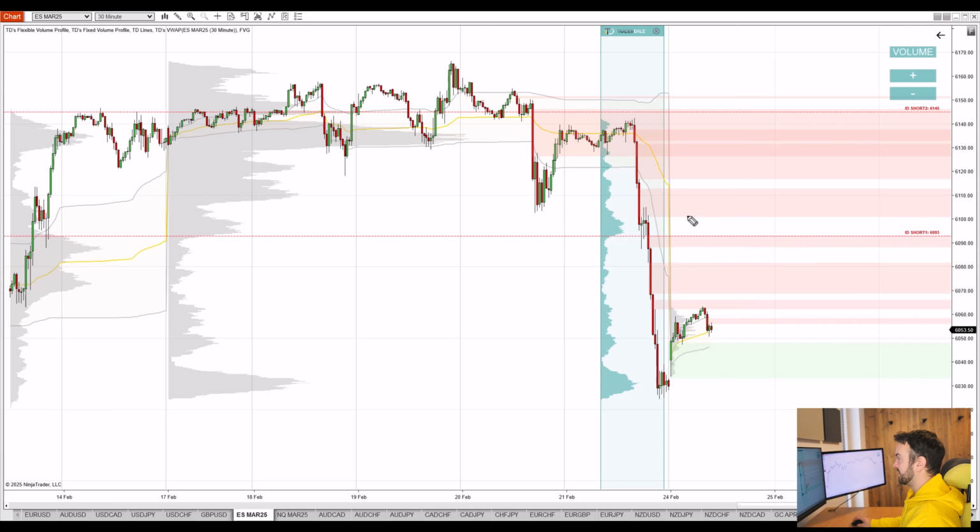The same thing as on the NQ, we have a fair value gap here. This is the fair value gap highlighted in red. This is the beginning of the fair value gap. Also, that's a thing that adds strength to that level.